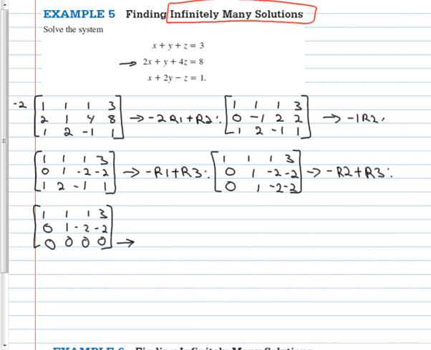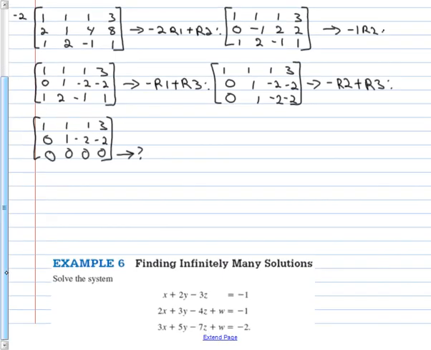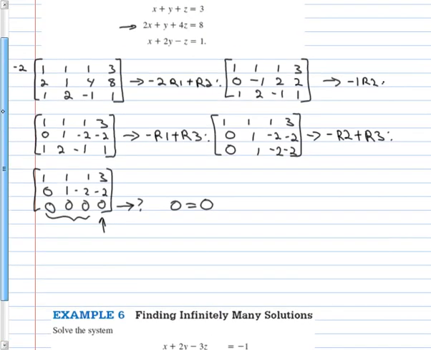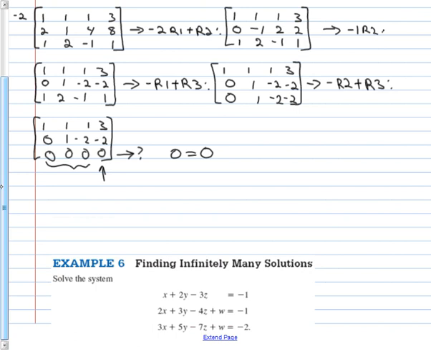What does this last row mean if I wrote it as an equation? 0 equals 0. Is that true? Yes, it is. There are infinitely many solutions, but we don't stop at this point and say, oh, infinitely many solutions. We say, let's make that last variable z just z. And we are going to work our way backwards, writing our solutions in terms of z.